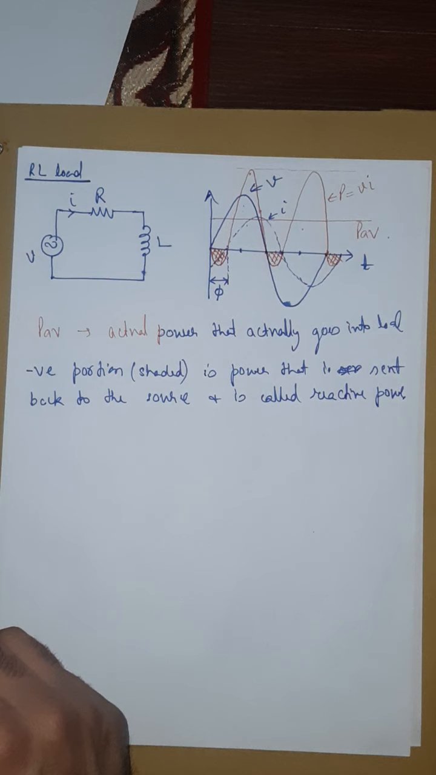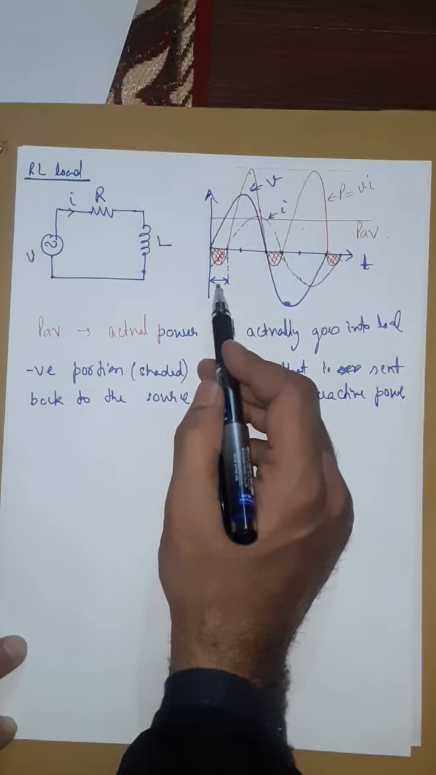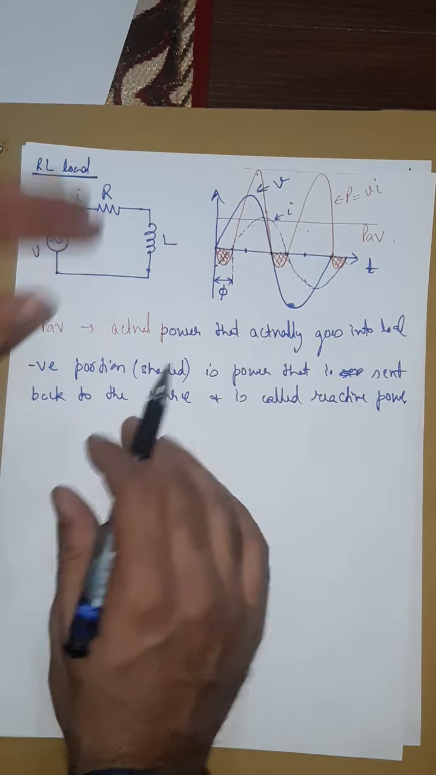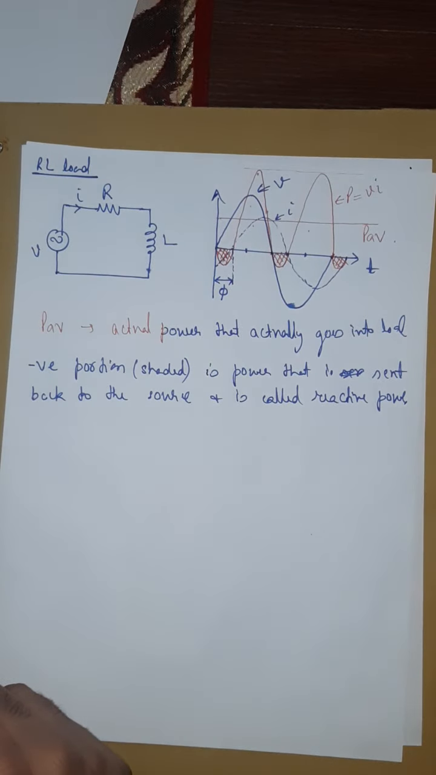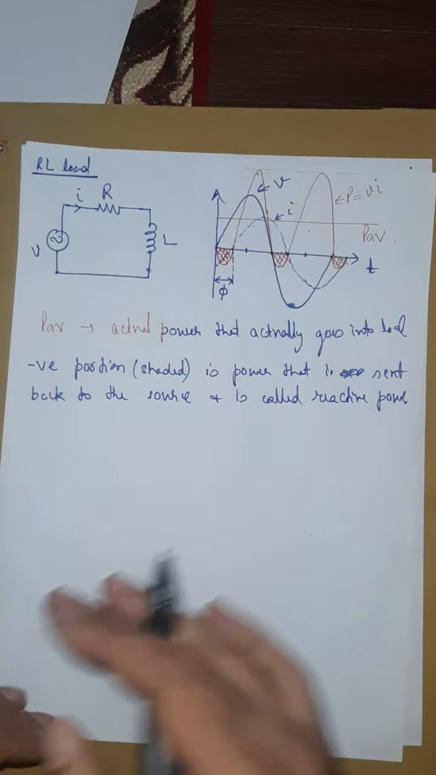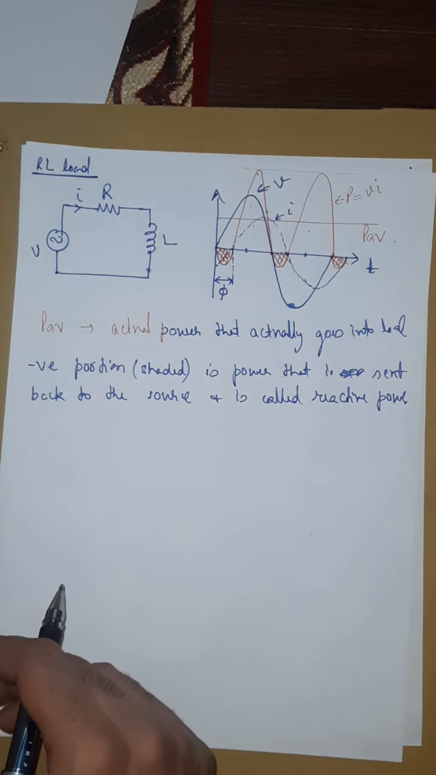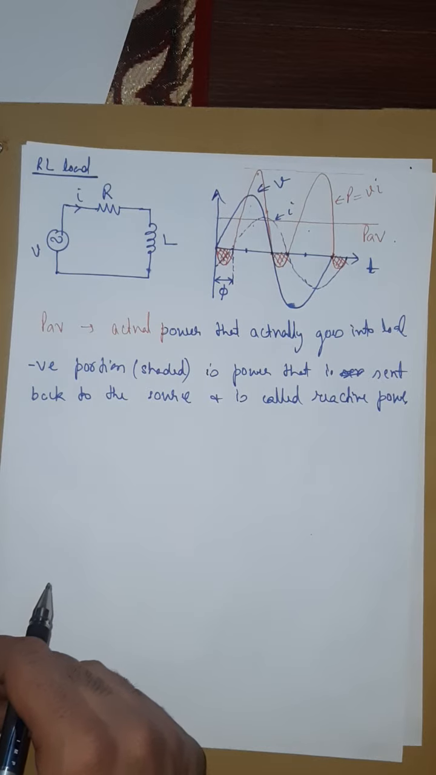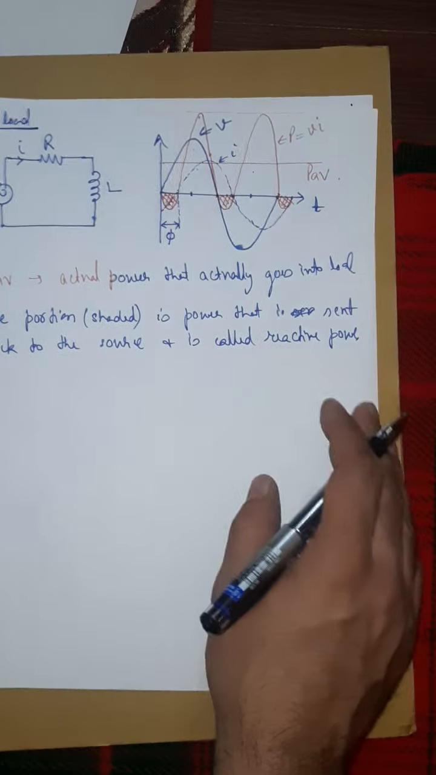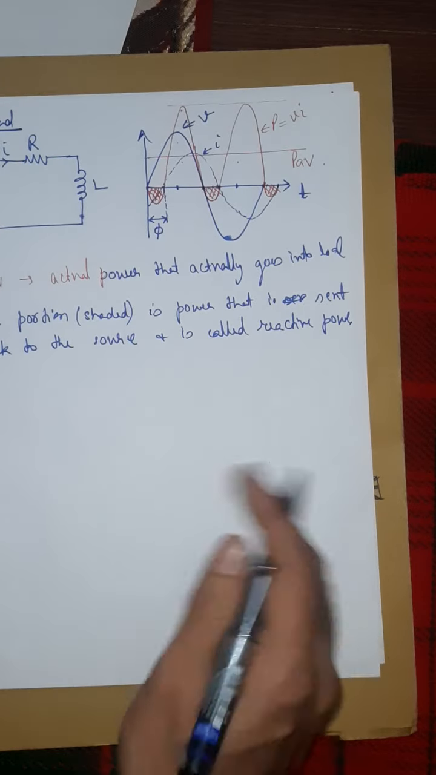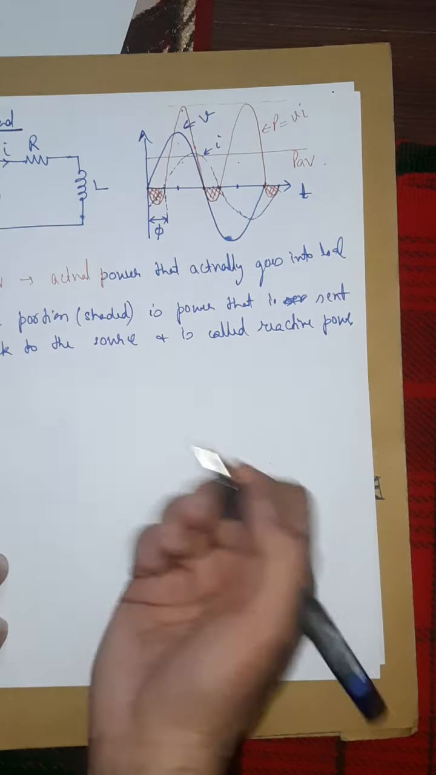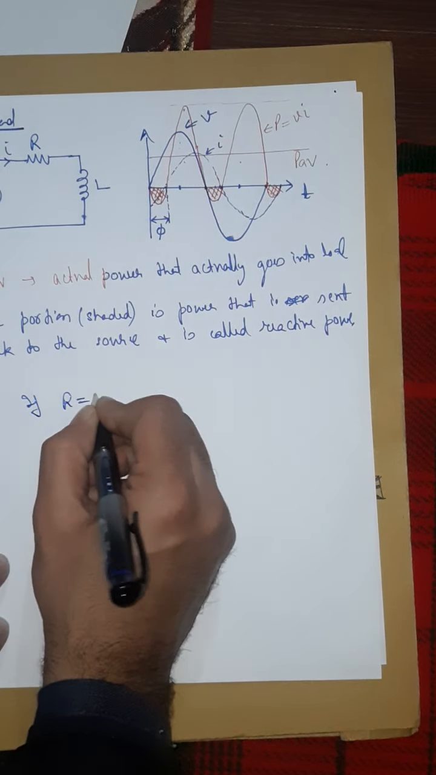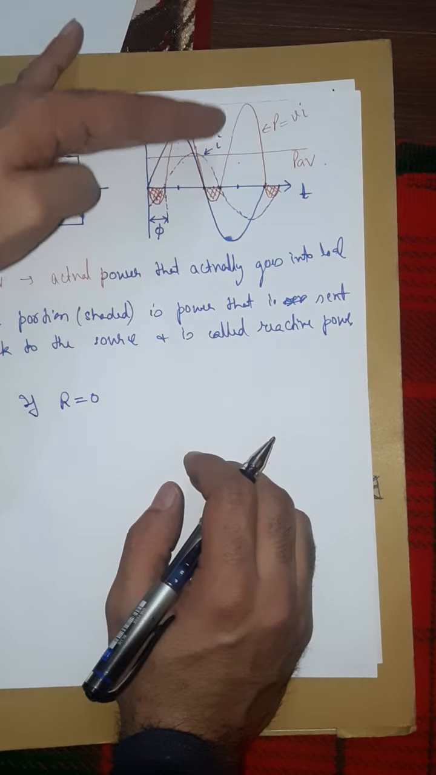Suppose the power factor is degrading, meaning phi is increasing. If phi increases, what will happen? This P equal to VI curve will start shifting downwards. Got it? This curve will start shifting downwards and the negative area will increase. Suppose I have this RL circuit, and suppose in this RL circuit R is equal to 0. I am showing this to demonstrate that if power factor decreases, this curve will shift downwards.